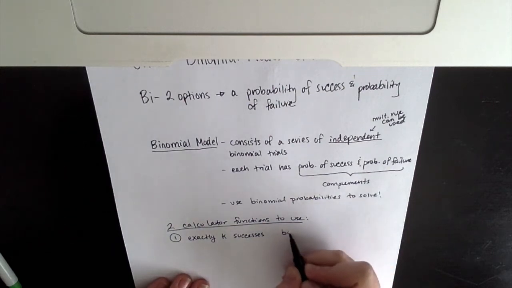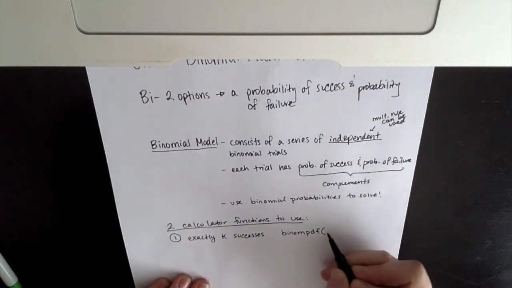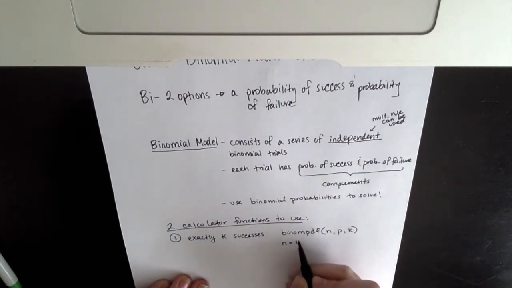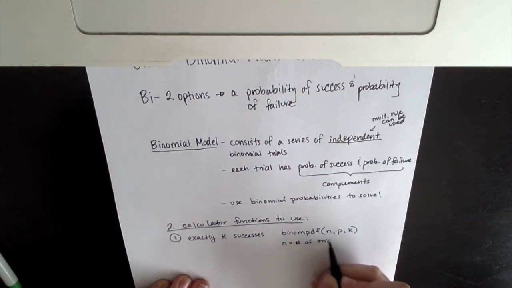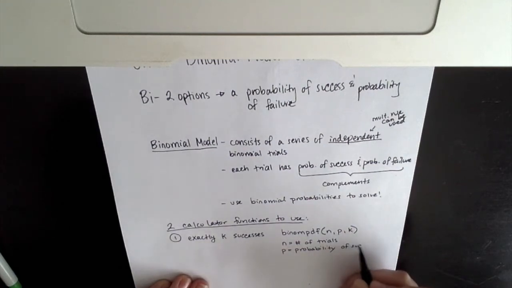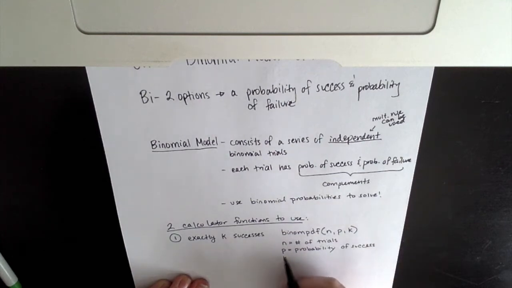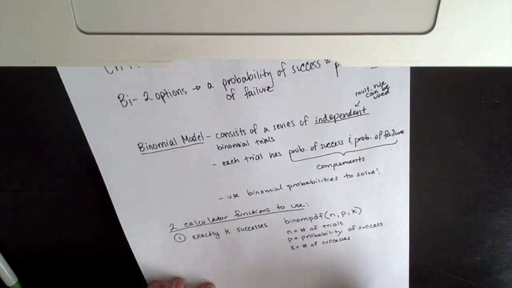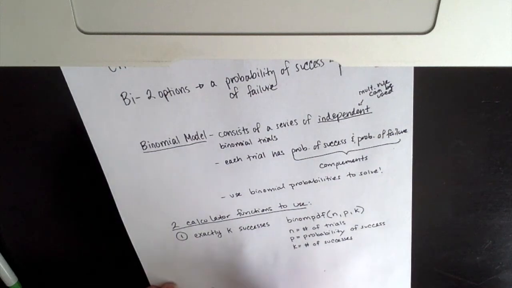So the function in the calculator that we use is called a binomial PDF, and the entry pieces are n, p, k, where n is always the number of trials, p is the probability of success, and k is the number of successes. Okay? This n, p, k will be used again in our next formula as well.